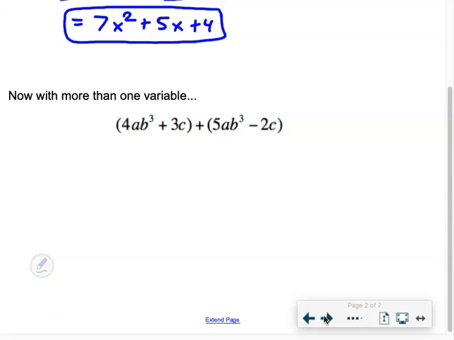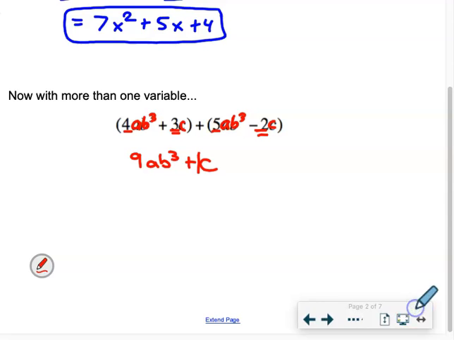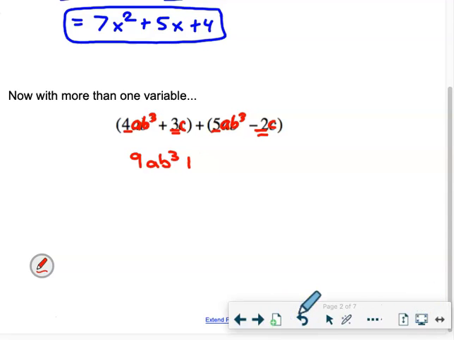With more than one variable, this always makes people a little bit less confident, but this AB to the 3 matches this AB to the 3. So it doesn't matter that there's more than one letter. Since those are a perfect match, I can add the numbers in front of those. So 4 and 5 make 9, and I'm leaving AB to the third exactly the same. C matches C, so I can take the 3 and the negative 2, and I can combine them into 1. You can write the 1 in front if you want, like this, 1C, but you don't have to. You can just leave it as a C with nothing in front.